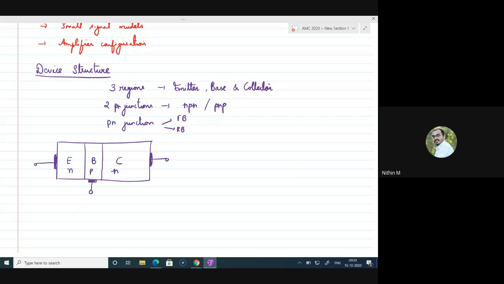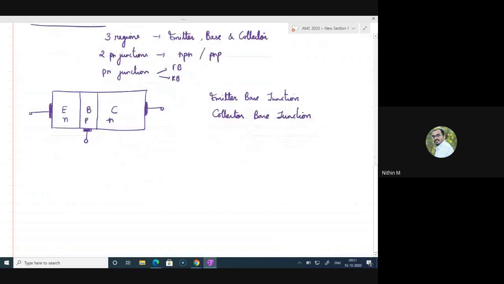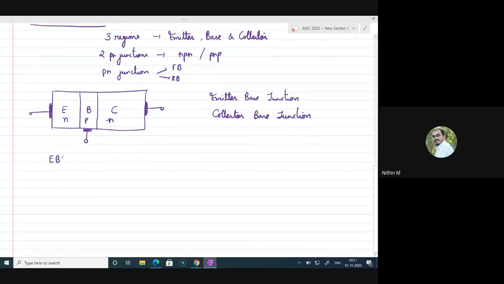Now I can see there are two junctions possible, right? Emitter base junction and collector base junction. Very important. So two PN junctions: one is called the emitter base junction, and the other one is called the collector base junction. I can bias both junctions in two ways, that means four combinations are possible. So let me list out the combinations. This is the emitter base junction, this is the collector base junction.